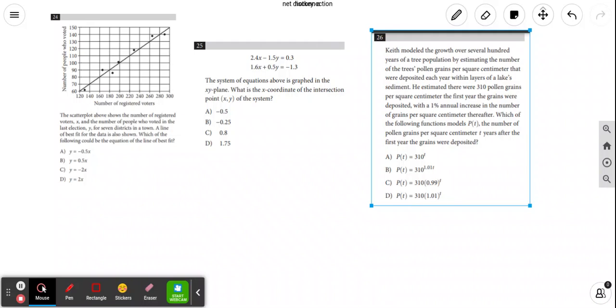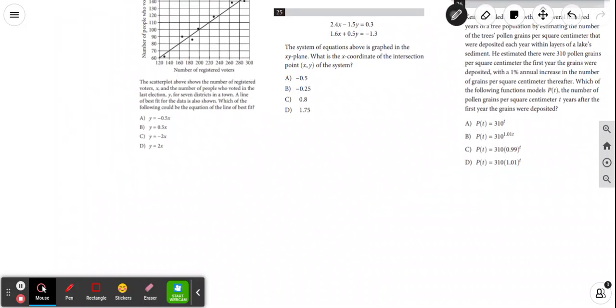Without further ado, let's get into 24, 25, 26. As always, these are not my problems. These are College Board's problems. And I'm just doing these to help you guys out a little bit.